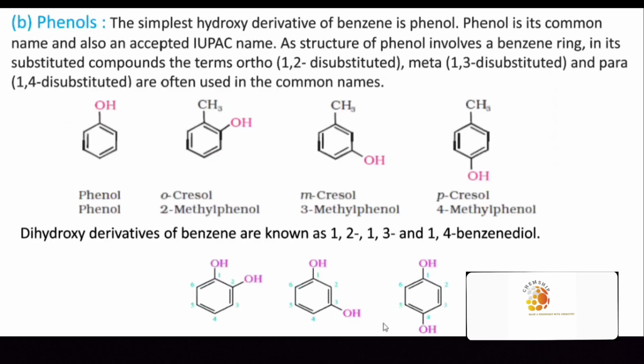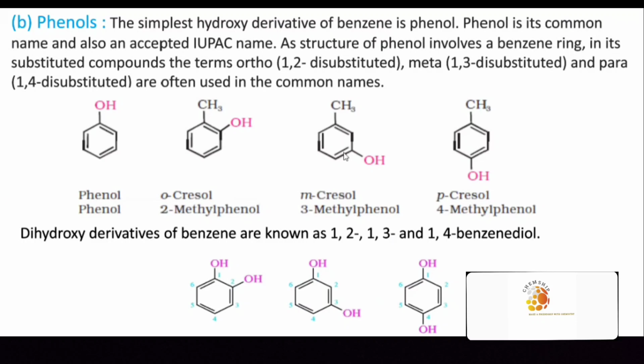Let us go to the nomenclature of phenols. Phenols are the simplest hydroxy derivatives of benzene. That means in benzene, one of the hydrogens is replaced by OH, then it is called phenol. If I substitute another hydrogen with CH3, then it is called cresol. In this case, I substituted the hydrogen that is adjacent to this OH group, right?